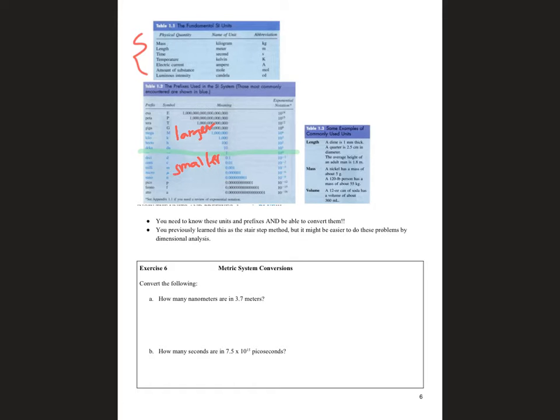Like, let's just take length. If I have meter, I can have a decimeter, I can have a centimeter, I can have a millimeter, micrometer, nanometer, picometer. I'm looking at these smaller units here. And then above that meter, I have a decameter, I have a hectometer, I have a kilometer, I have a megameter, and I have a gigameter. Those are larger units. So the base unit is 1.